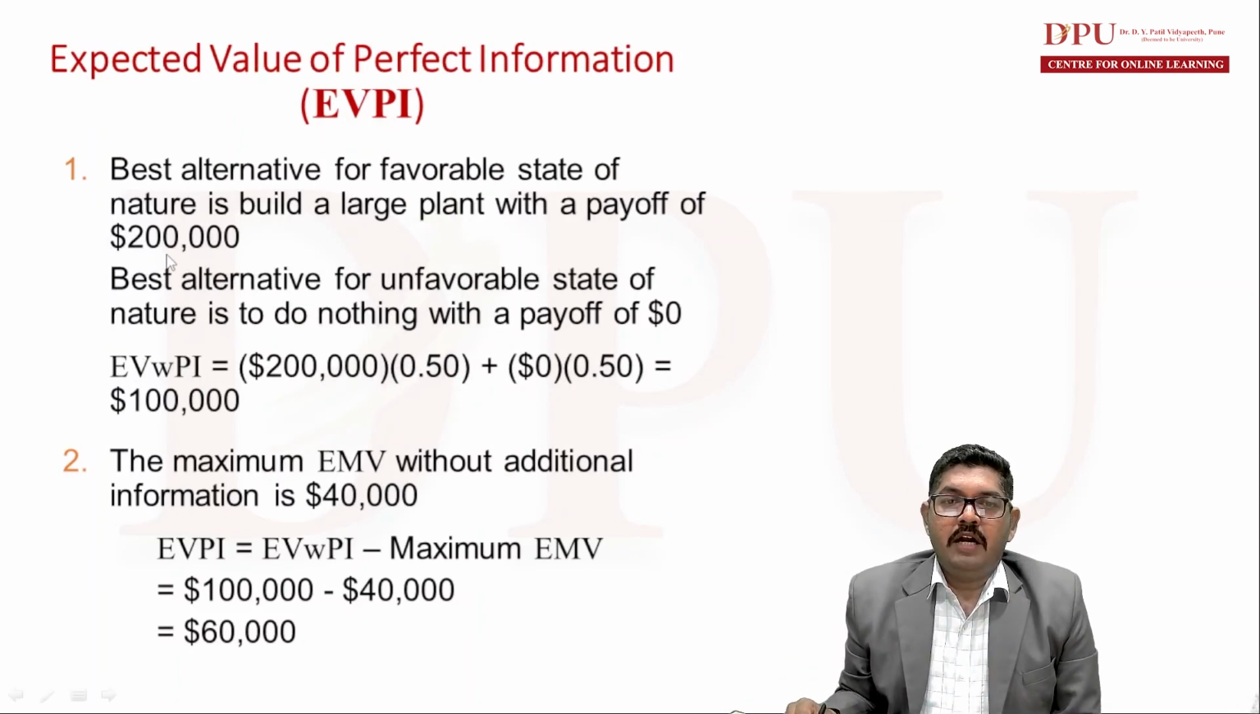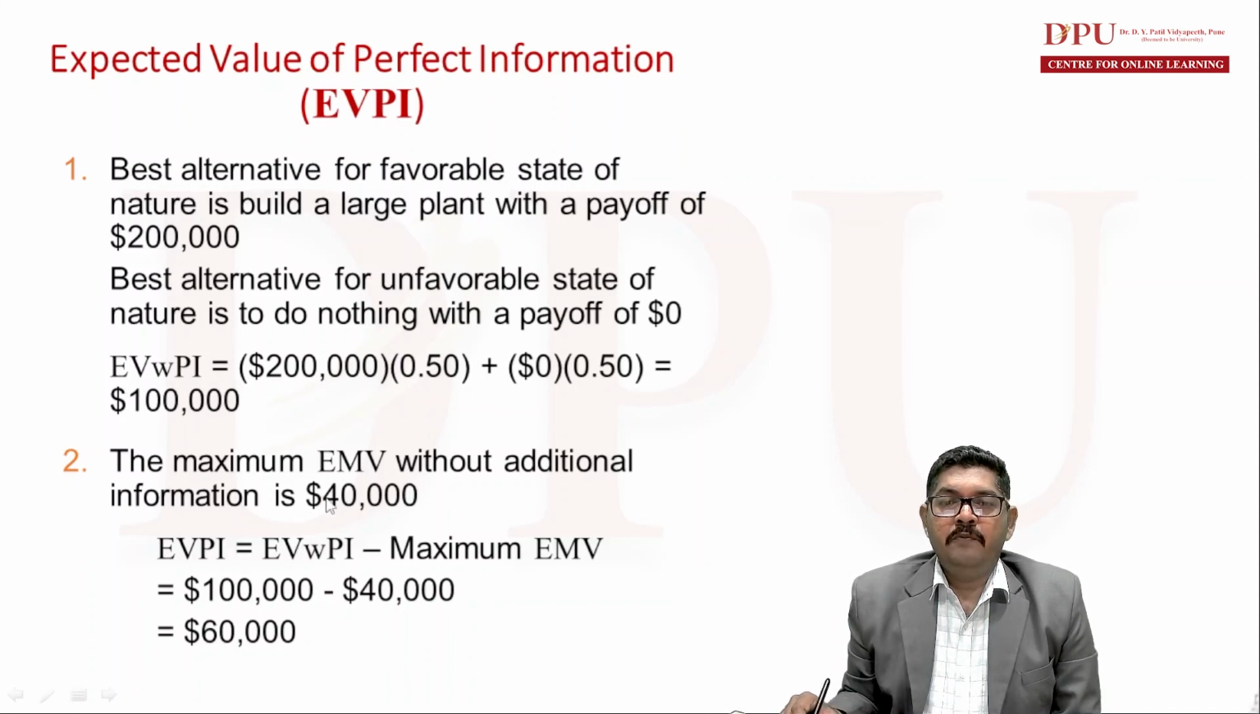The best alternative for the favorable state of nature is to build a large plant with a payoff of 2 lakh. The best alternative for the unfavorable state of nature is to do nothing, where the payoff is 0. So EVwPI is equal to 2 lakh multiplied by 0.5 plus 0, the payoff for choosing nothing, multiplied by 0.50. So this is equal to 1 lakh. EVwPI is equal to 1 lakh.